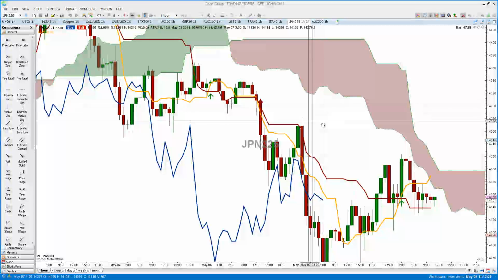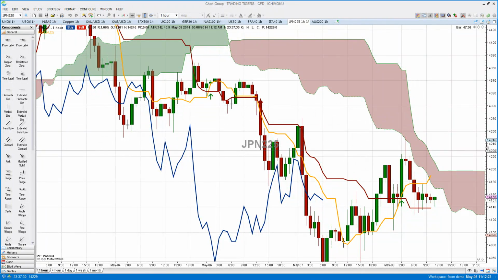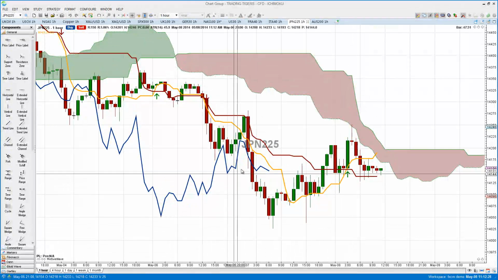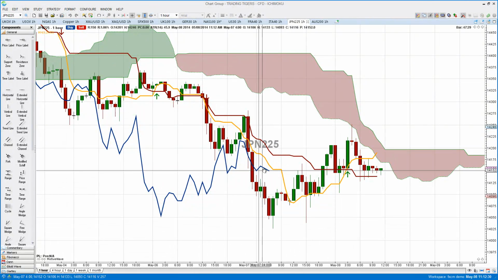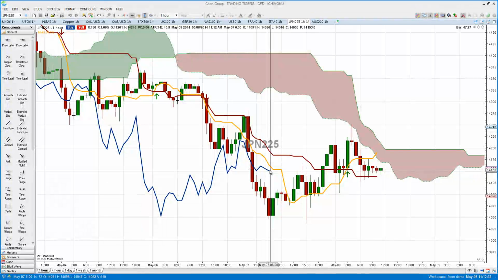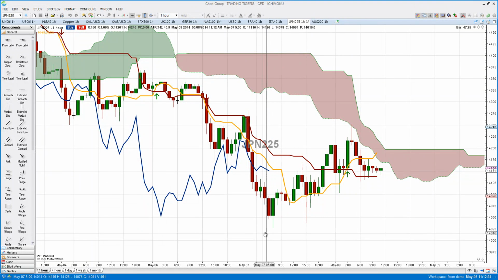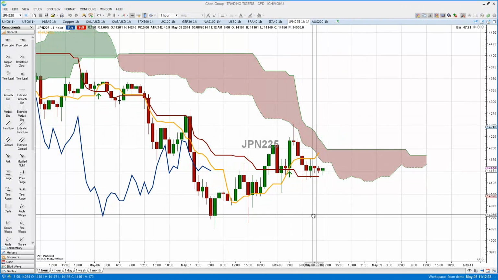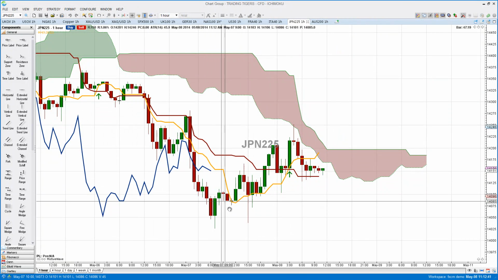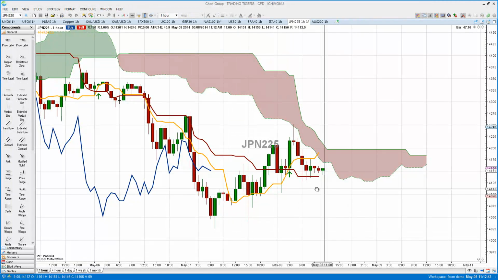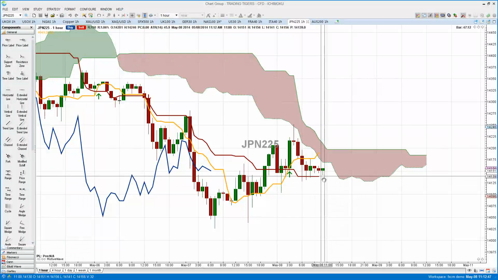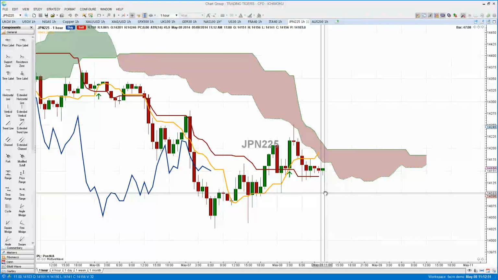Japan 225, that's the top 225 companies in Japan, of course, and Chikou is above the price. It should be below. We see all this bearish sentiment, meaning that we're looking for bearish kinds of trades. If this can come further down, that would be wonderful, and we could probably have a crossover occur over here.